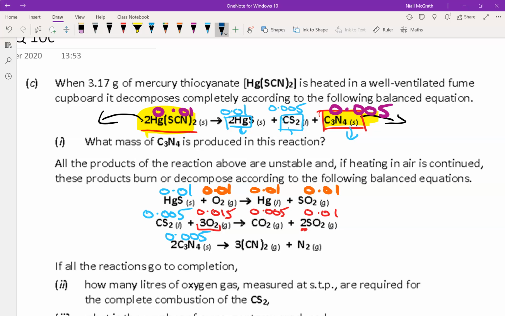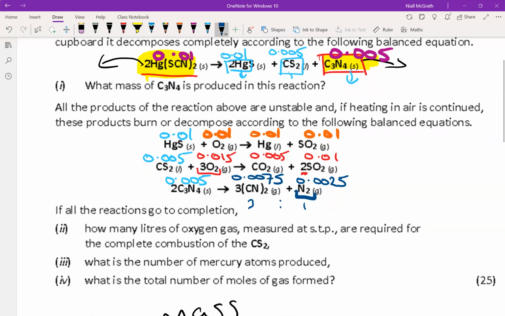And if we go down to the last line, alright, we'll do the N2 first, so we can see what that is at least. Alright, half the number of moles, so half of 0.005 is going to be 0.0025. That's in a 1:3, or 3:1 ratio with that, CN2. So you're going to have 3 times 0.0025. So it's going to be 0.0075. So we actually have our number of moles of everything now from that.